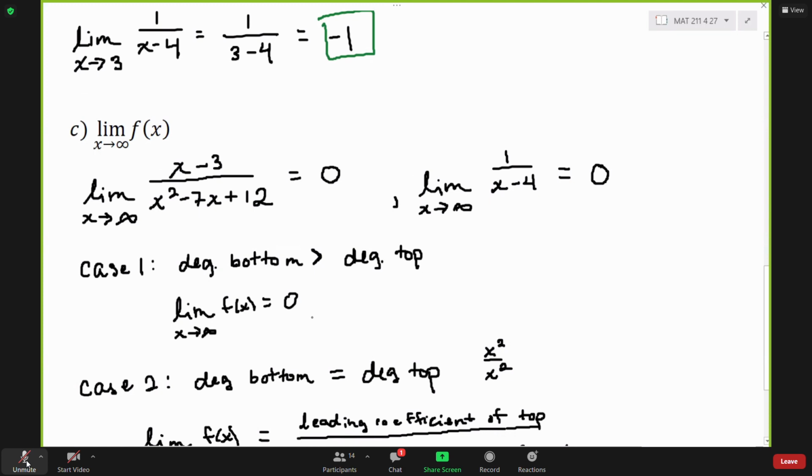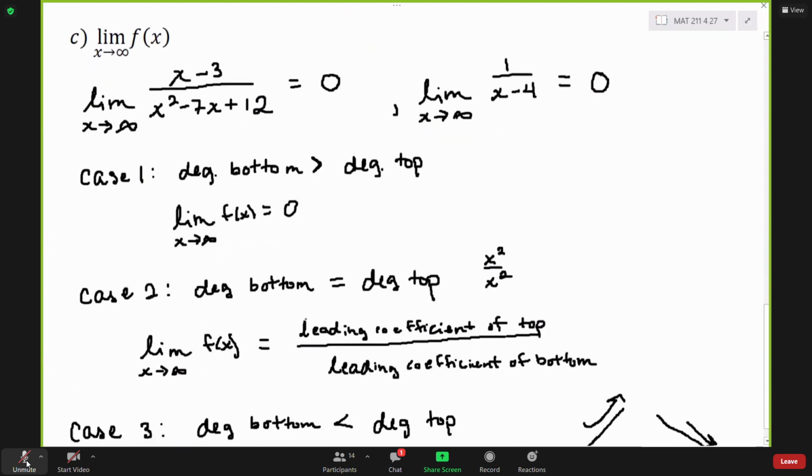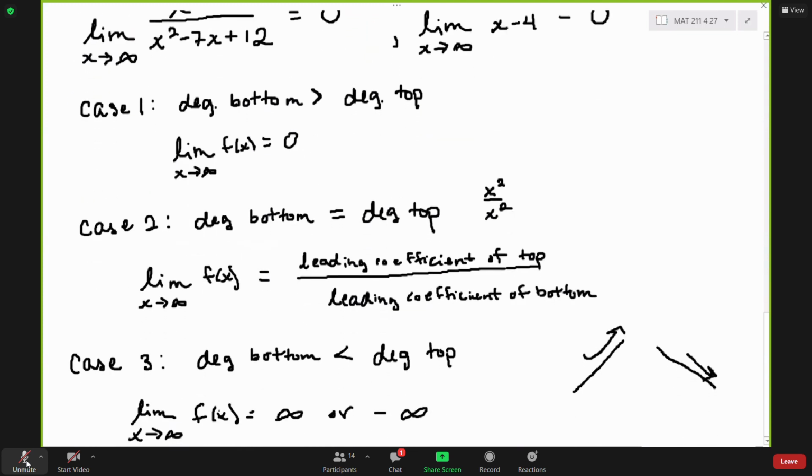It only changes in the third case, because that's the only time when there is like a direction happening with the asymptote. But as long as it's case 1 and 2, it doesn't matter whether it's positive or negative infinity.